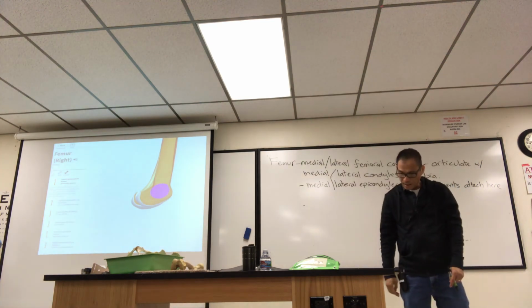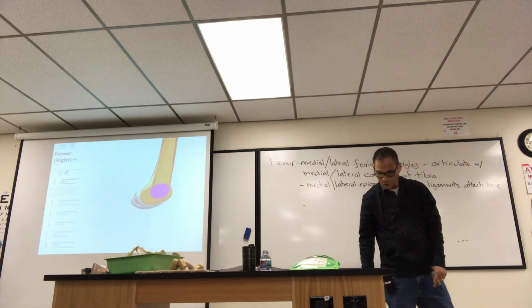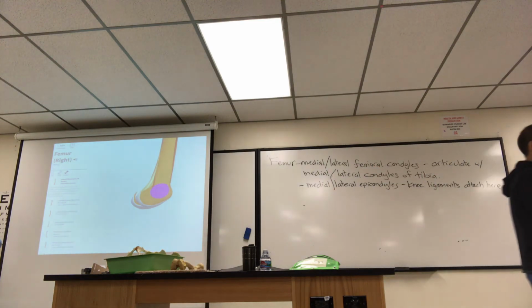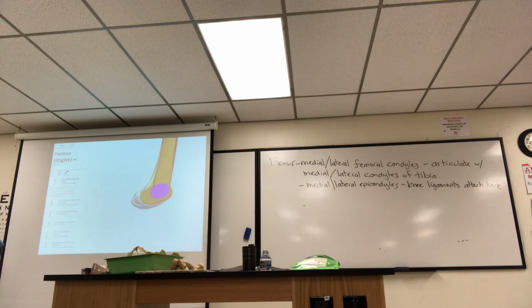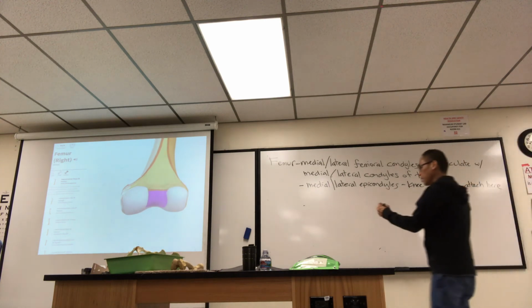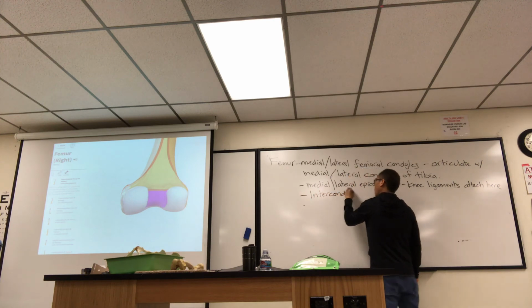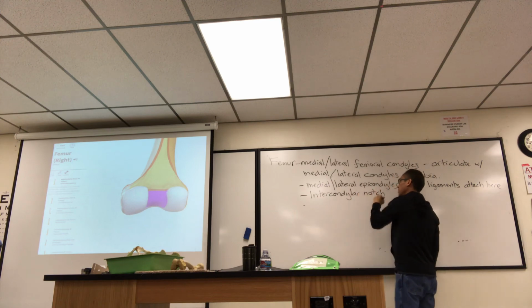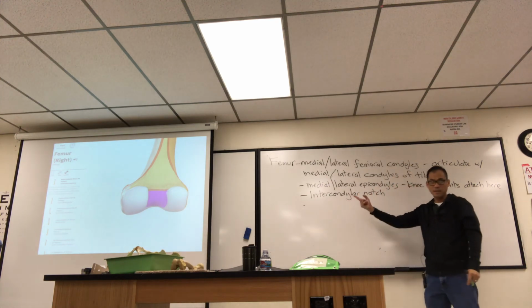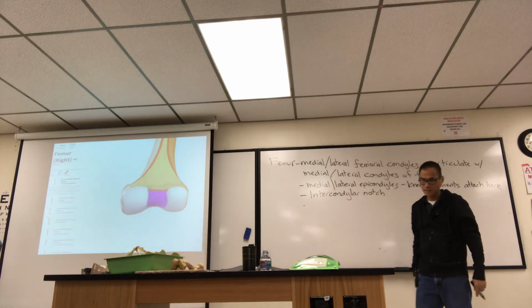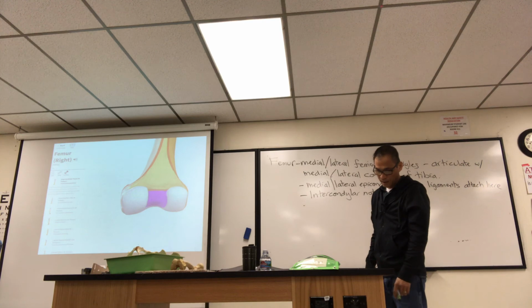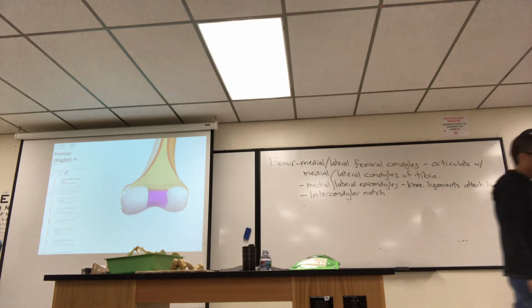So you've got condyles, epicondyles, and a few more structures. There's the intercondylar notch. Well, that's simply the notch between the condyles. There's a space there, highlighted in purple now. I'm just going to list it, not going to say anything about it. All I would say is what the name is. Intercondylar means between condyles. That's all you've got to know. Okay, I did intercondylar notch, condyles, epicondyles. There's the patellar surface and the adductor tubercle.